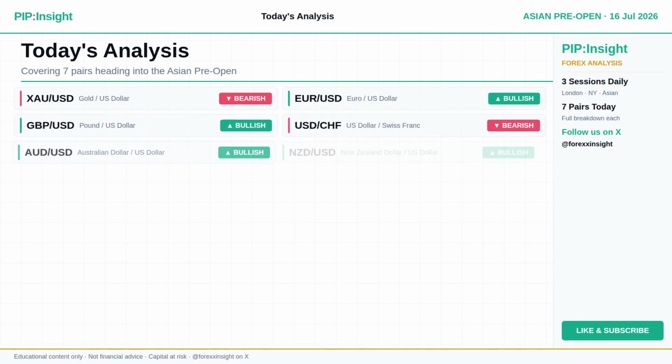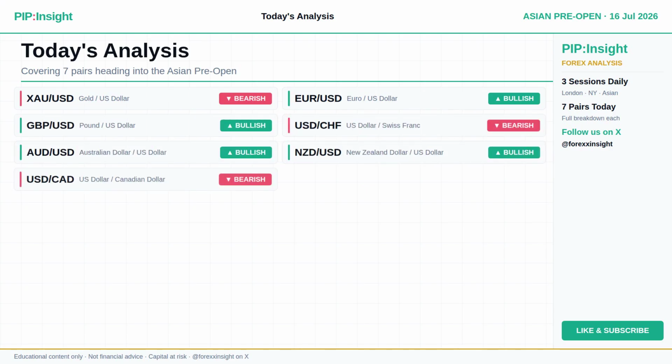Here is today's Asian pre-open chart analysis. Pairs showing bullish structure: Euro dollar, pound dollar, Aussie dollar, Kiwi dollar. Pairs showing bearish structure: gold dollar, dollar Swiss, dollar Canada. Full chart breakdown for each pair coming up now.